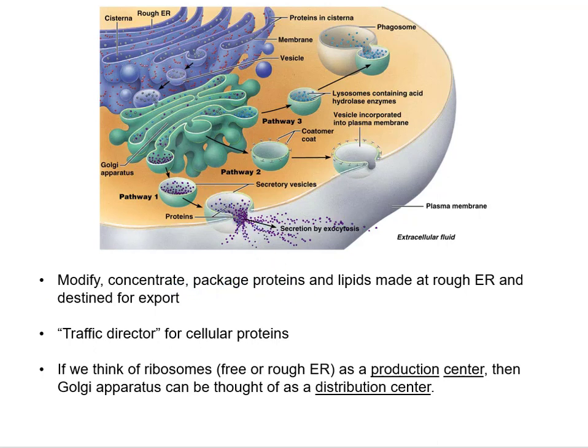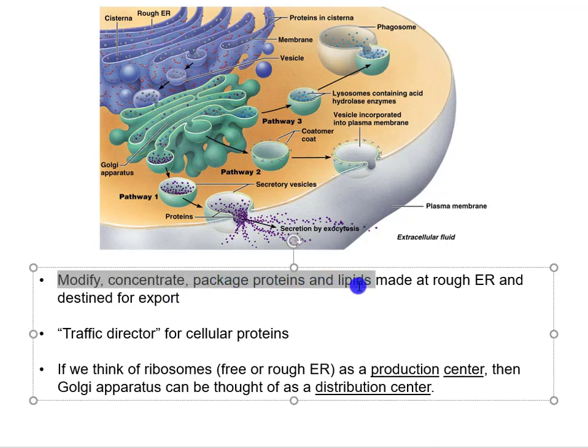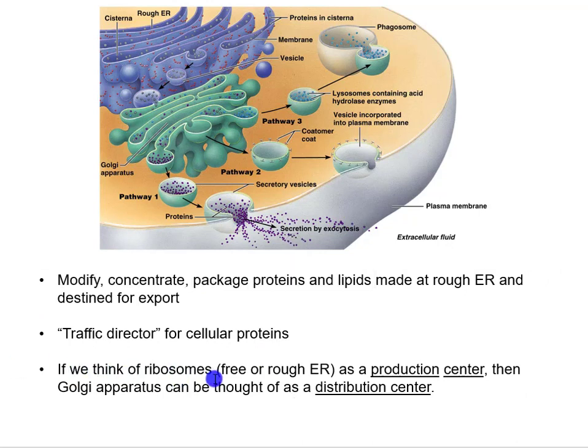But again, the way you want to think about the Golgi apparatus is that this is post-processing. After the initial manufacturing, this is post-processing, and then also following up from there, a distribution center. So if we think of ribosomes, whether free ribosomes or through the rough ER, as a production center, producing proteins, then the Golgi apparatus can be thought of as a distribution center. It packages them into these little vesicles, these little bubbles, to go throughout parts of the cell or outside of the cell.